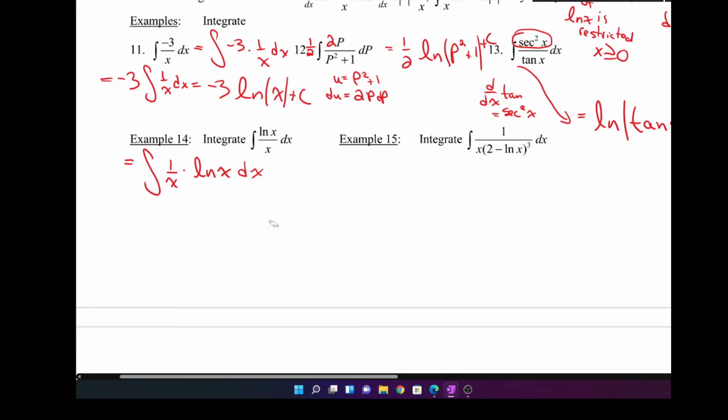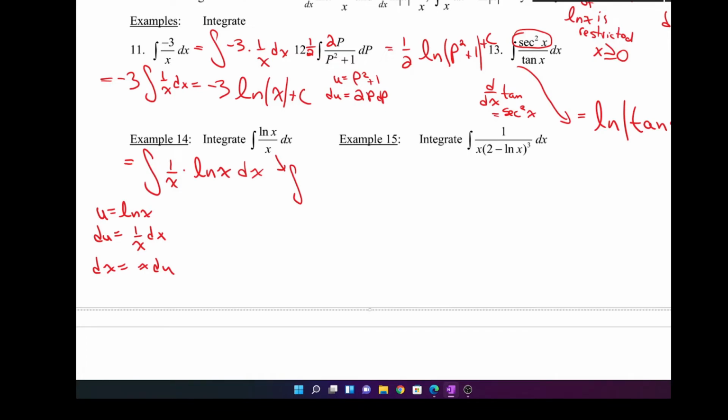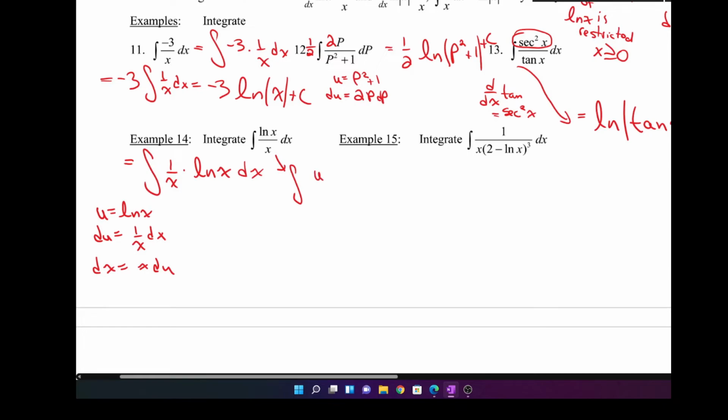Here, let's do this as a u substitution. So we say that u equals the natural log of x, and therefore du will be 1 over x dx, meaning that dx will be x times du. So I want to make this u substitution, and I have the integral of, what was u again? It was natural log of x. Okay, so I have u, and then I have a 1 over x.